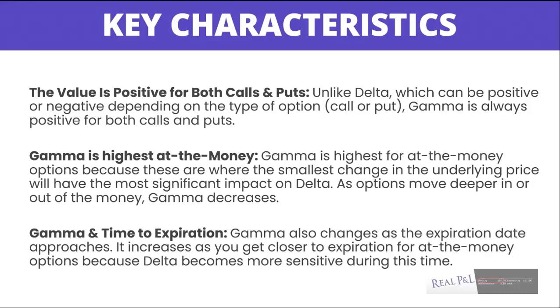Gamma and time to expiration. Gamma also changes as the expiration date approaches. It increases as you get closer to expiration for at-the-money options because delta becomes more sensitive during this time.